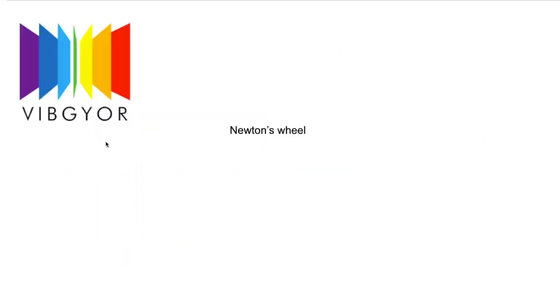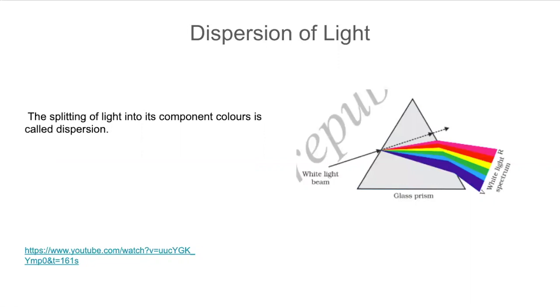Now let us see, first of all, what do we mean by component colors? It means we are saying that white light is composed of all these colors. So when we are looking at white light, all these colors are coming to our eye at the same time, because of which we see a combination of all these colors. When we combine all these colors, it becomes white.